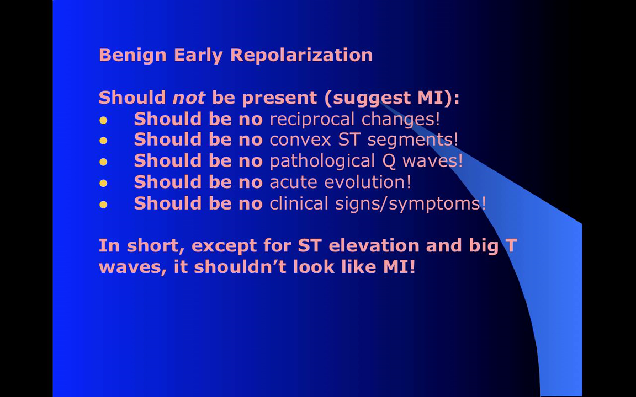However, other than those things, it should not look like an MI. So you shouldn't see any consistent reciprocal changes. You really shouldn't see a convex ST segment most of the time. There shouldn't be any Q waves unless for some reason this young healthy person had a heart attack 5 years ago. And although there may be some shifting, you shouldn't really see a consistent acute evolution. You shouldn't see everything getting worse. And there shouldn't be any clinical signs of a heart attack.